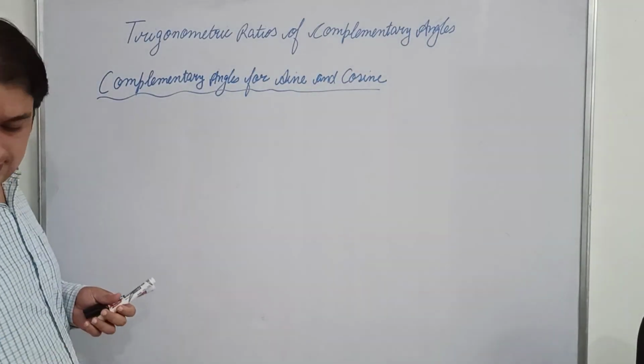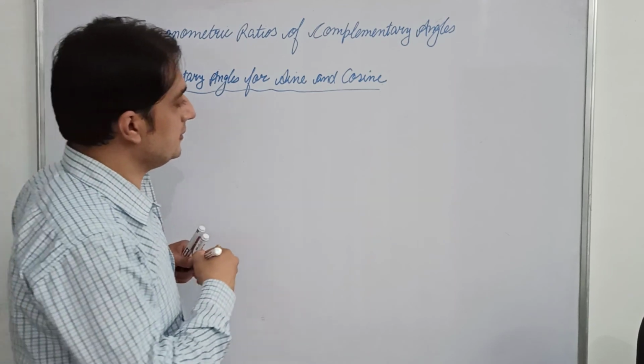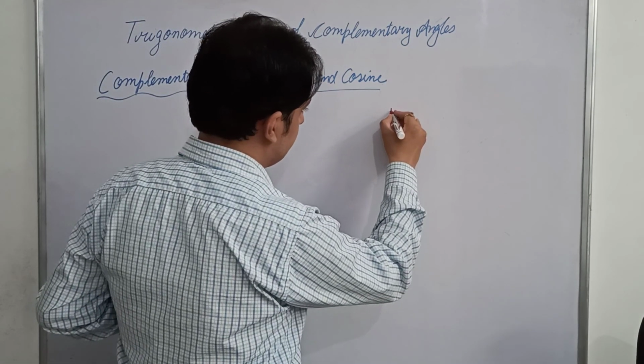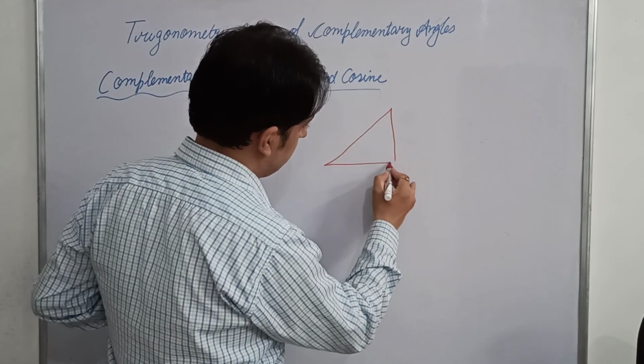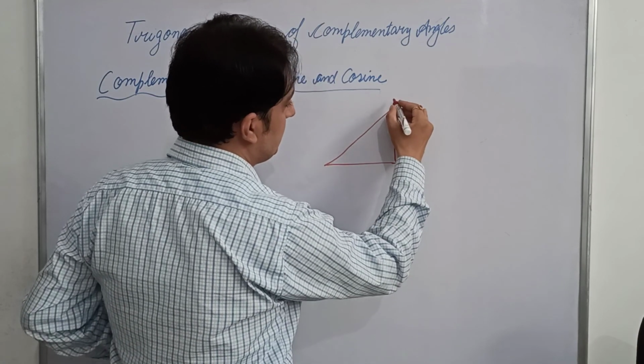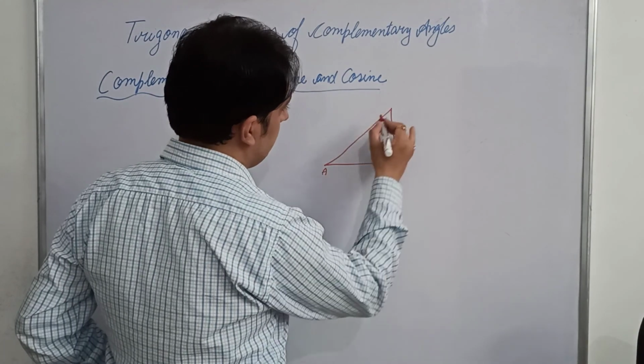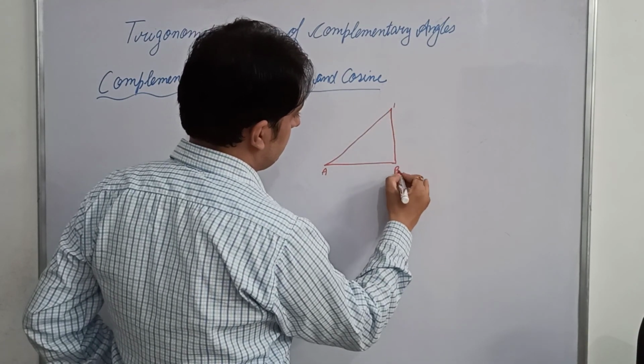And for this, consider a right triangle. Let's take A, this is B, and this is C.